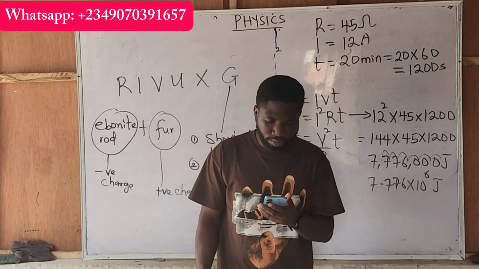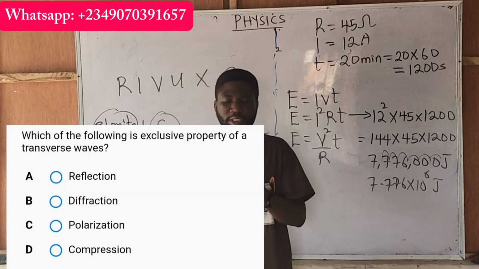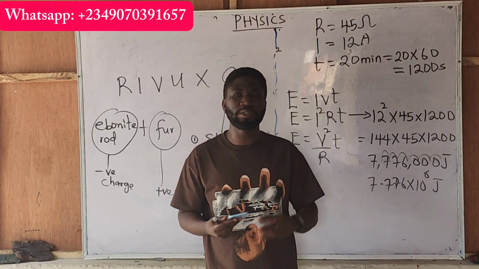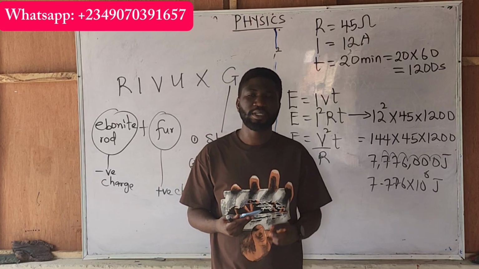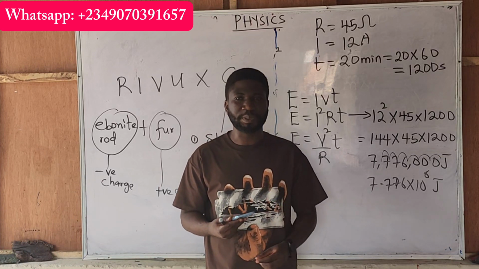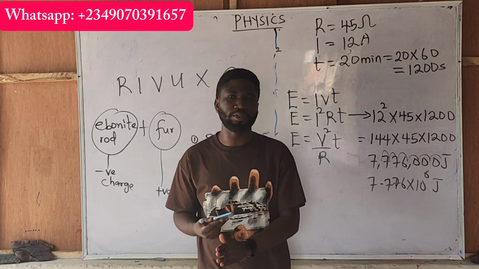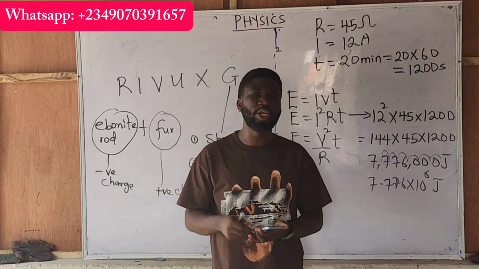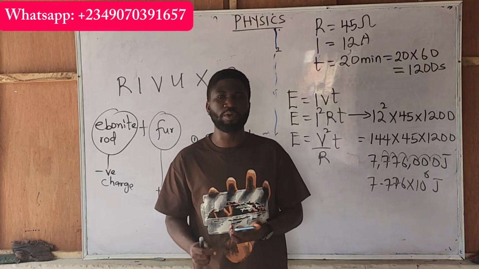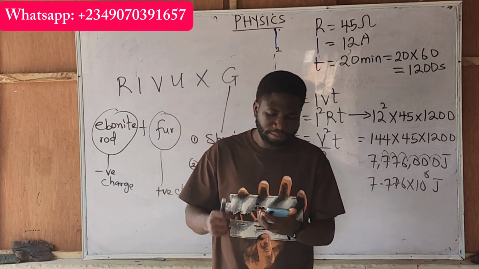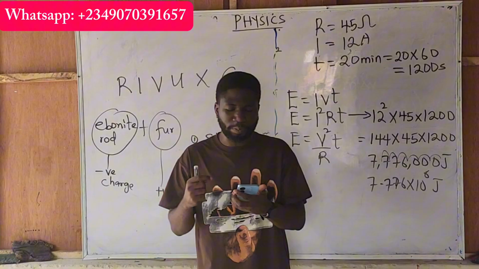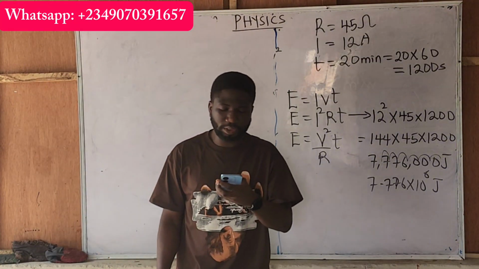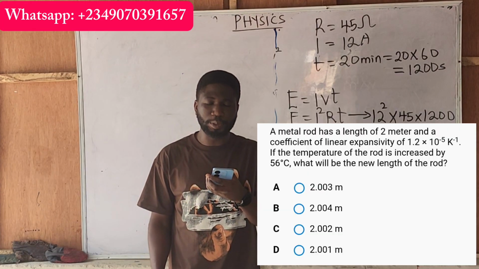So next question. Which of the following is exclusive property of a transverse wave? You need to know this, that all the waves actually undergo reflection, refraction, diffraction, as well as interference. But when it has to do with polarization, only the transverse wave undergoes polarization. The longitudinal wave does not undergo polarization. So here it says, which of the following is exclusive property of a transverse wave? That is polarization.